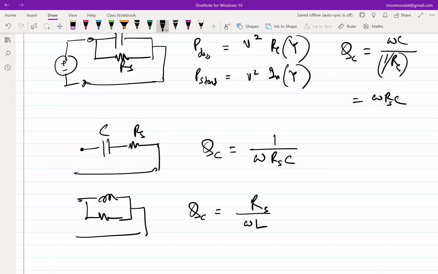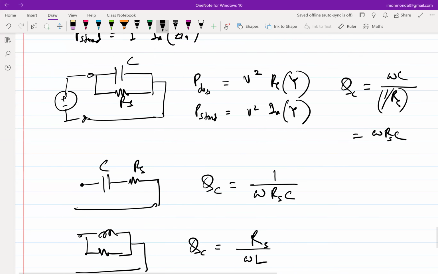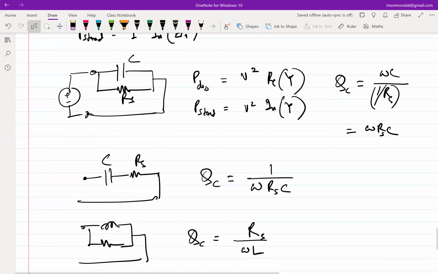Okay, fine. So the reason I did these 4 configurations is that when I was a student, it used to confuse me at times. Sometimes we are saying that Q is omega L by R. Sometimes I'm saying R by omega L. Sometimes I'm saying omega RC. Sometimes I'm saying 1 over omega RC. Right. So it's nothing magic. It's basically which configuration you are using. Right. So you have to be cognizant of that.